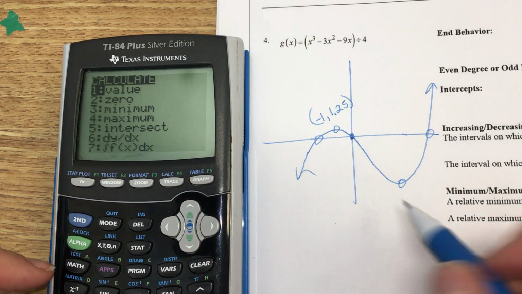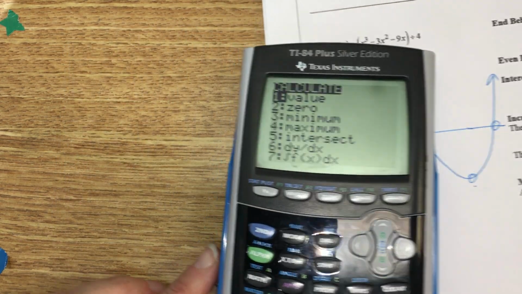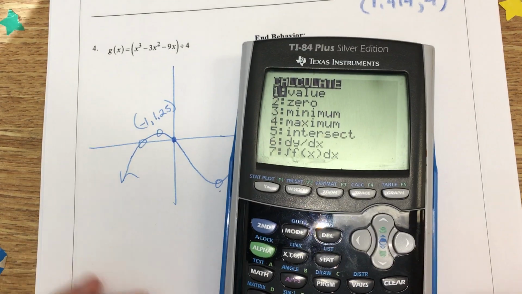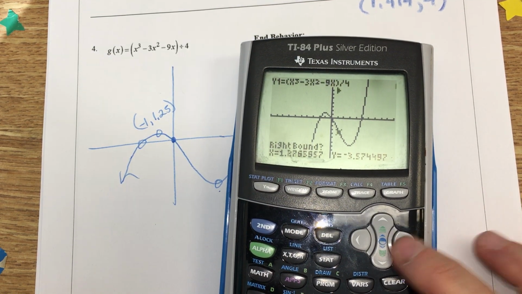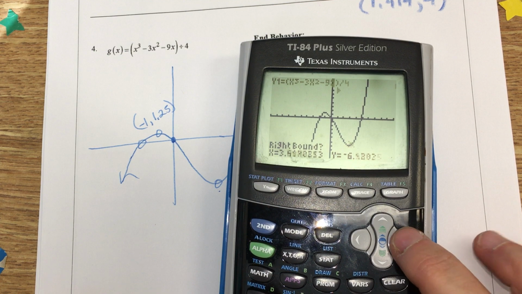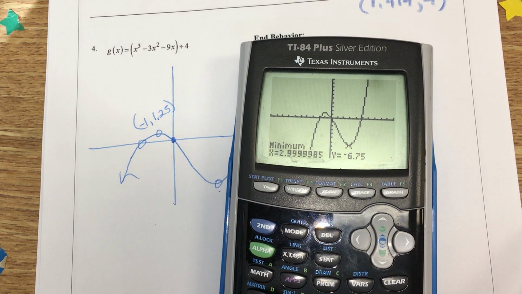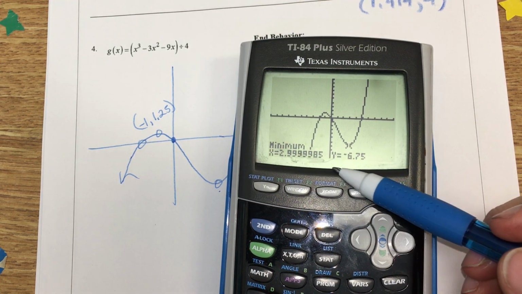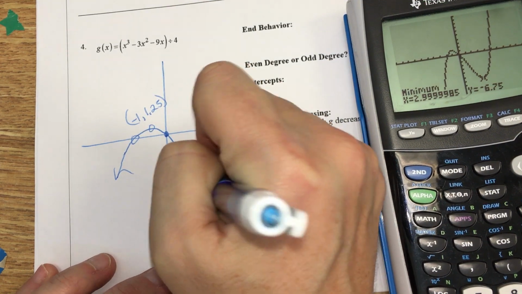Now I'm gonna do the same thing to find this minimum. I'm gonna go second trace. Well, that's actually better. Let's switch spots. I don't know if I can write there. The lighting is better. So minimum is number 3. Left side of the minimum. Right side of the minimum. Guess. So again, this is a calculator error. You need to know to round this to 3. So it's (3, -6.75).